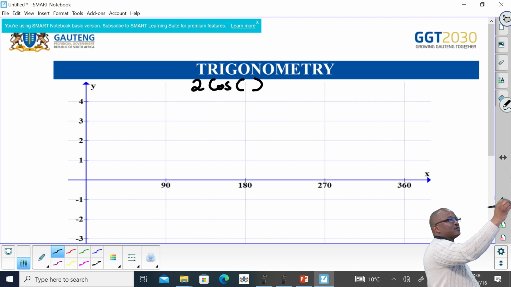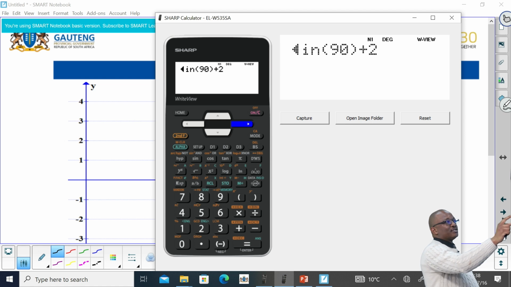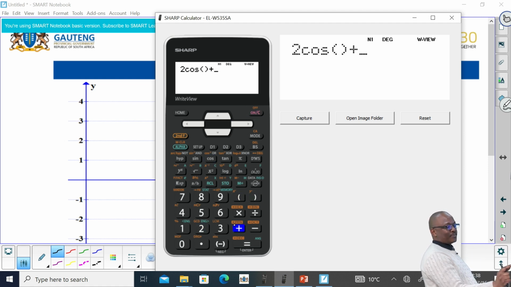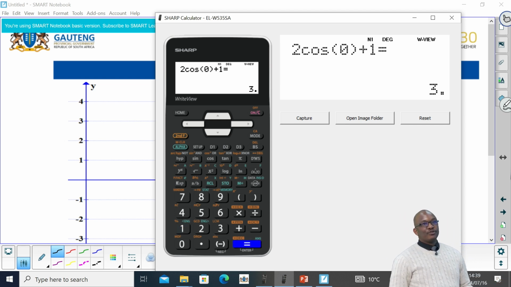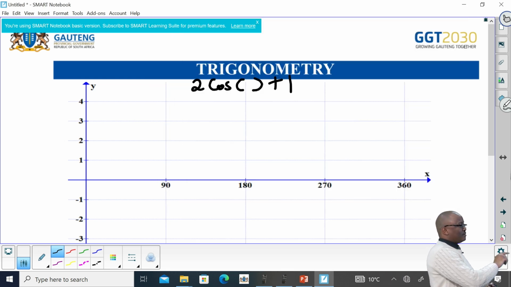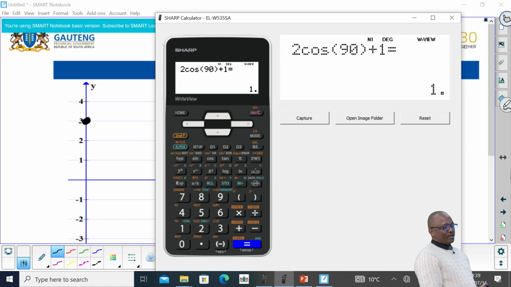Correct? So now, you know that our function, when we put it in a calculator, must be 2 cos, where there is x, and remember you add 1. So in our calculator, we are going to have 2 cos, open bracket, close bracket, plus 1. Most of the learners will make a mistake of putting the plus 1 inside the bracket, which is incorrect. That 1 must always be outside the bracket, like this. Then if we punch it in a calculator, we are going to get 3. So we are going to have 3 there. Correct? Then when we go and substitute 90, we are going to get 1.